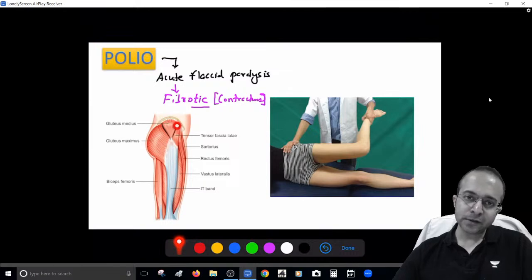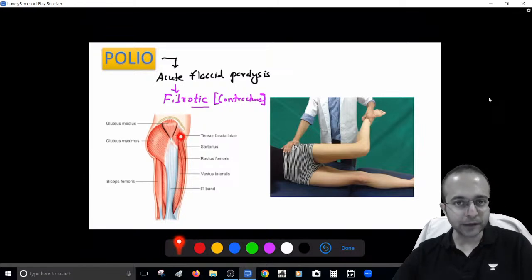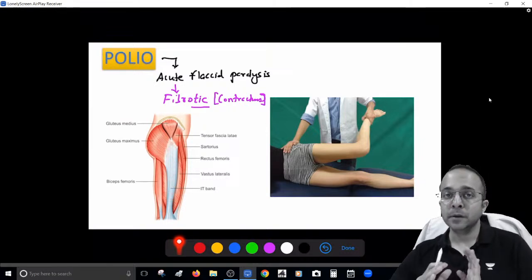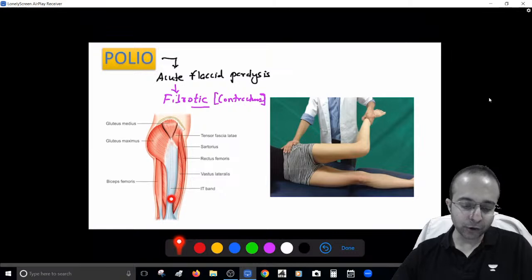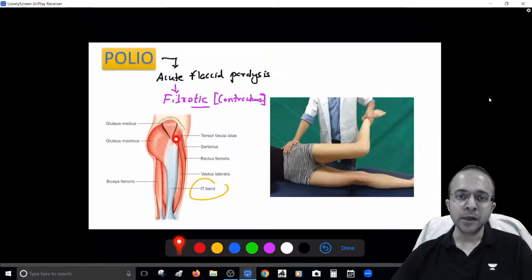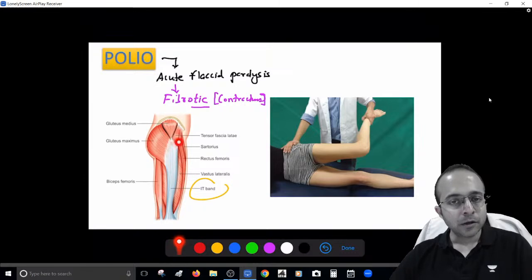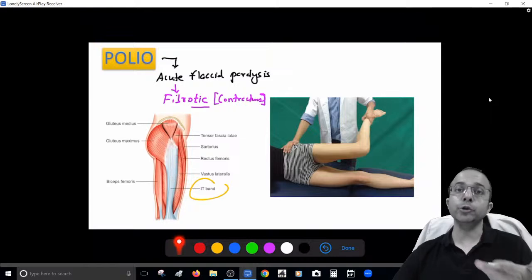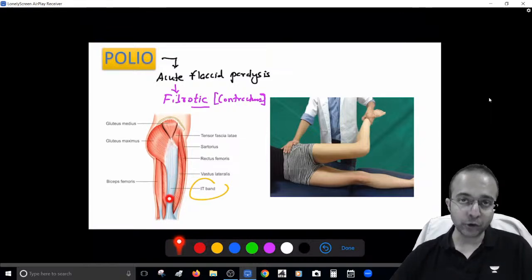Coming from the iliac crest, you have the gluteus maximus muscle from the back, and coming from the front is the muscle tensor fascia lata. This TFL tenses the fascia lata in the thigh. A strip of fascia lata becomes very tight and palpable as a band on the lateral side of the thigh, and that's what you know as the iliotibial band. In polio, paralysis involving gluteus and TFL leads to contracture of these muscles, and this keeps the iliotibial band more taut than usual, causing iliotibial band contracture.